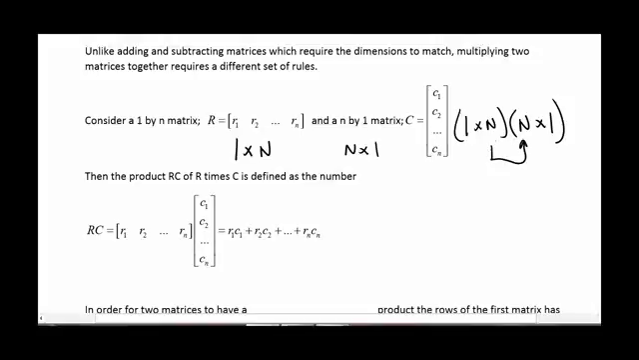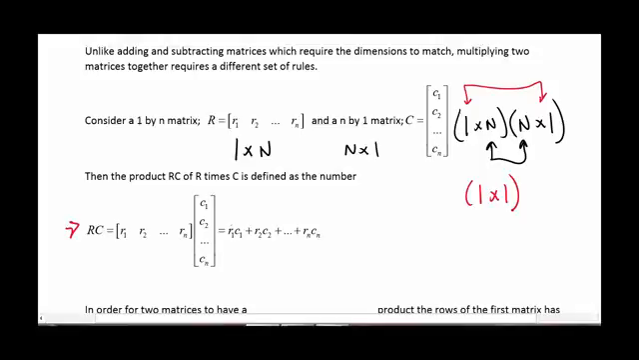Now what I'm looking for to make sure the product is defined is if that inner number matches. And if the inner number matches, the result is going to look like the outer number. So in other words, if I multiply these two things together, I end up with a matrix that looks like a 1 by 1. So that's just a number, one value. Okay. So the process in which a row times a column looks is this sort of last step here.